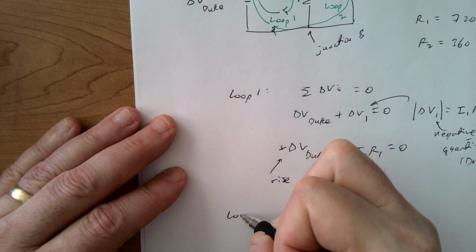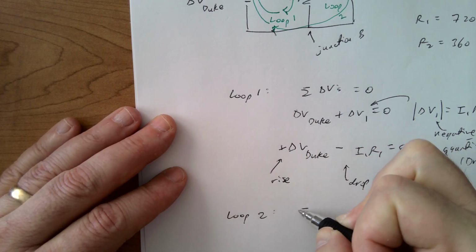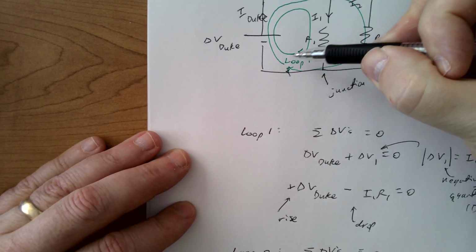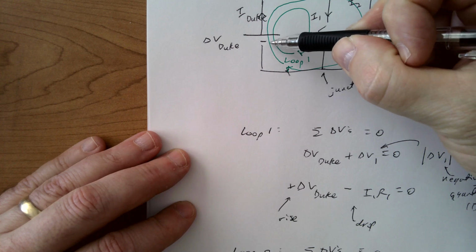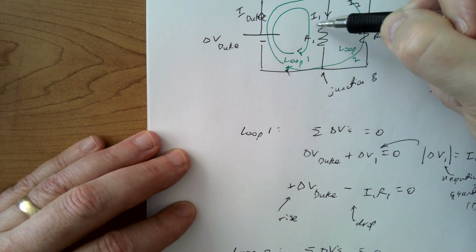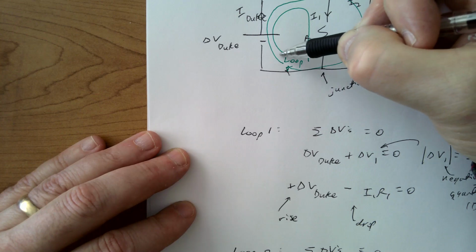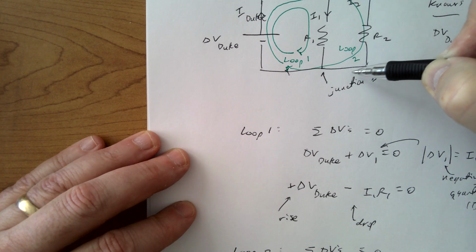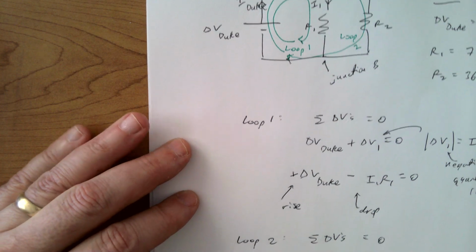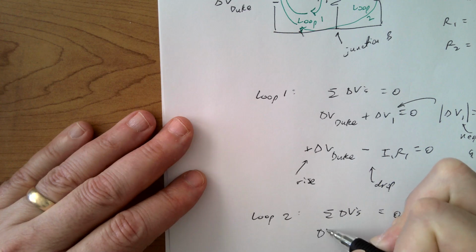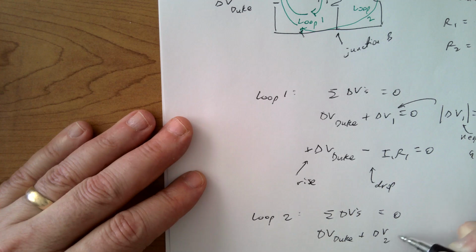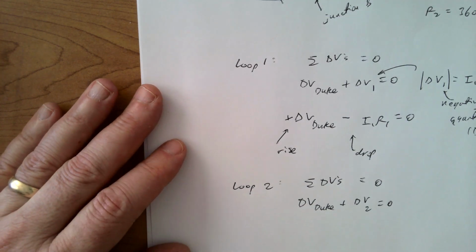Similarly, for loop 2, the sum of the delta V's is 0. Loop 2 passes through the voltage source, does not involve R1 at all. It goes through this wire, and then it passes through R2 and back where I started. So the correct loop rule for loop 2 would be delta V Duke plus delta V2 is 0.